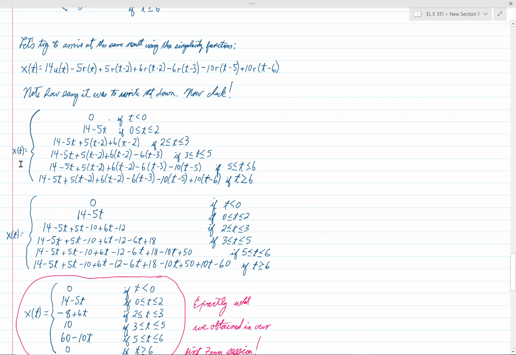Now, once we go to a value of t between 2 and 3, those two terms from above are still there, 14 minus 5t. They're still valid, but now that we've gotten between 2 and 3, the 5r of t minus 2 and the 6r of t minus 2 both turn on. So we have to put that down here. We have 5 times t minus 2, that's the 5r of t minus 2, plus 6 times t minus 2. That represents the 6r of t minus 2.